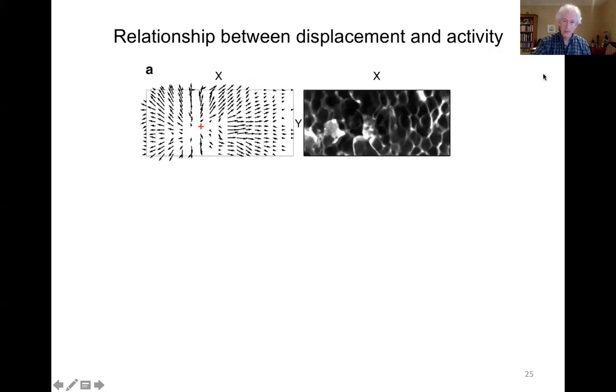to the activity. So what I'm showing you here is further analysis of this movie to show a vector field of displacement. Okay, so now you're looking down on the plane of the retina. So this is the fluorescence image here. And by tracking the movement of each of the membranes here, we can make a vector field, which shows at each point what is the direction and the magnitude of the displacement.